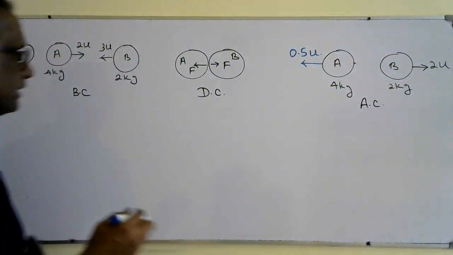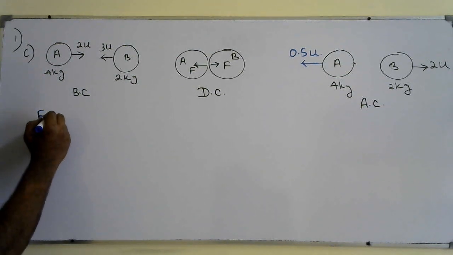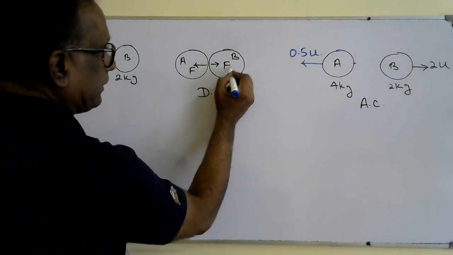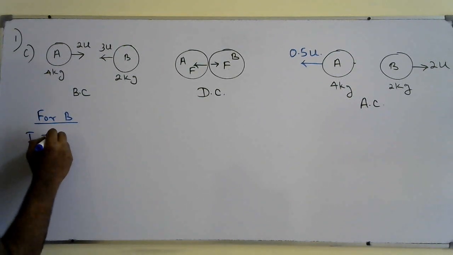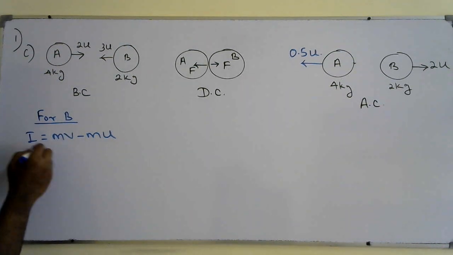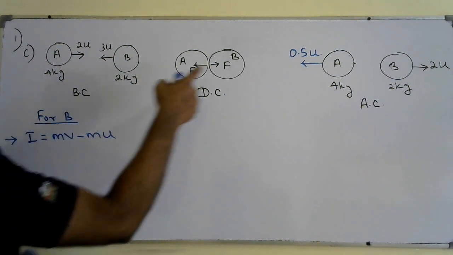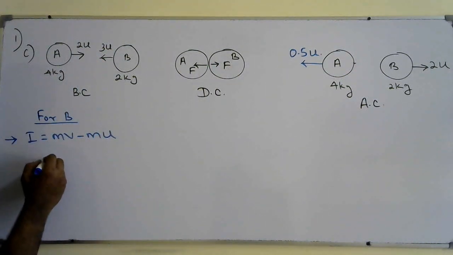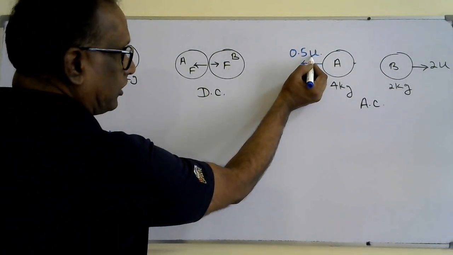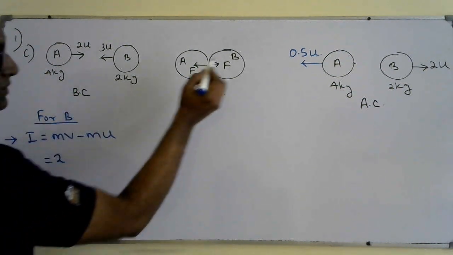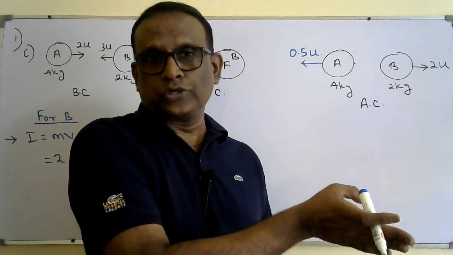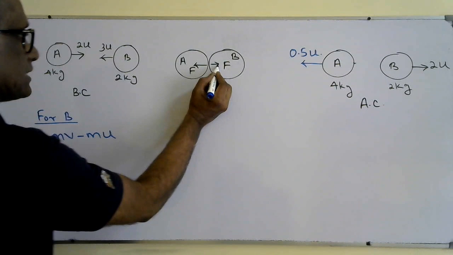Okay, how to do that? For the C part, I'll do B first. The question is about impulse on B. I know the impulse experienced by B is towards right. So we know the general equation: I equals mv minus mu. So for B, the impulse is towards right, so I am taking towards right as positive. The mass of B is 2 kilogram. I took towards right positive because B is going to experience impulse towards right.